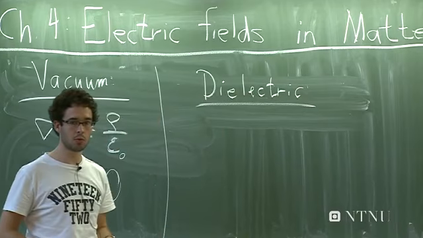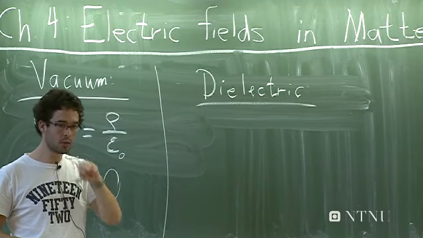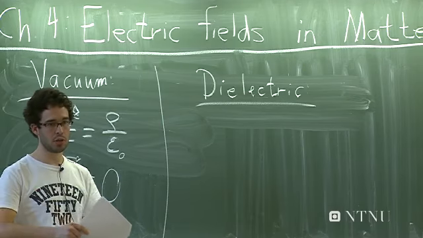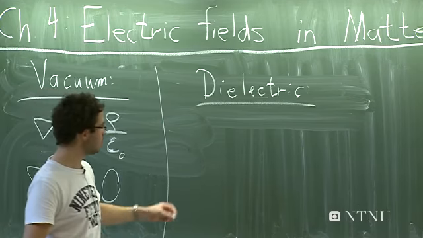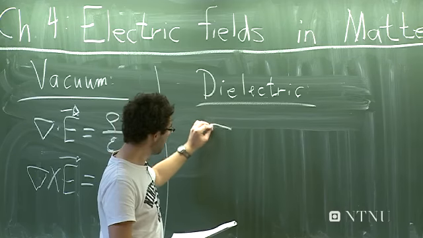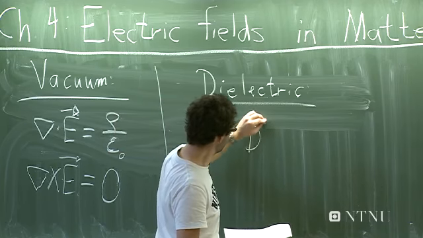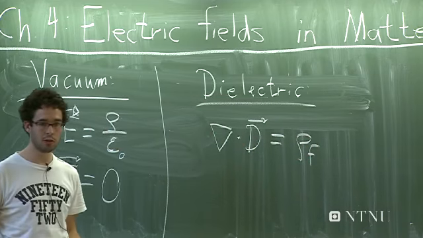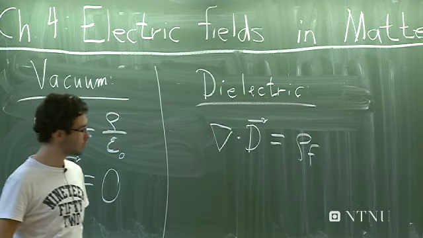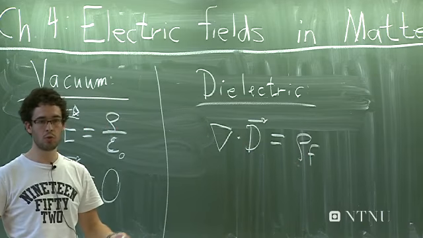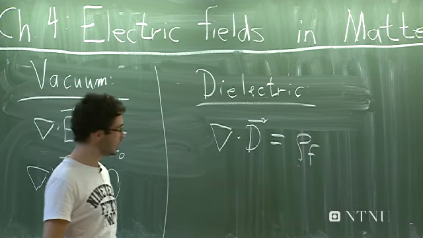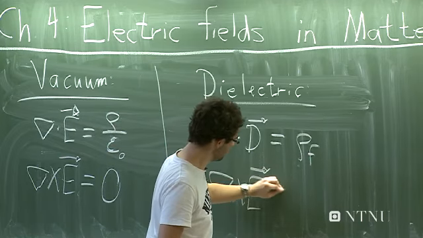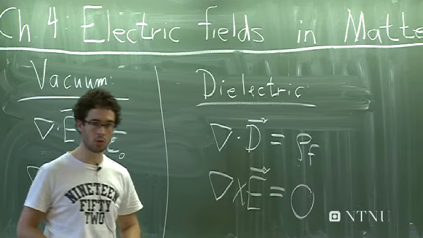And the idea of the D field was to incorporate the polarization effect so that we didn't have to figure out this complicated fashion, how does the E field make a polarization, how does the polarization make an E field, and so on. So the divergence of the D field is equal to the free charge, and those are the charges that are not bound to a molecule from the beginning. And the Faraday law looks the same.